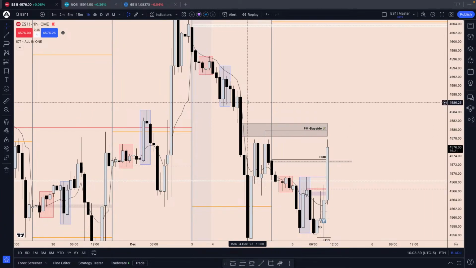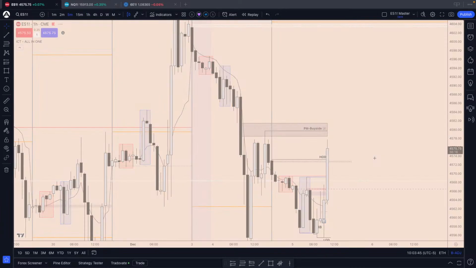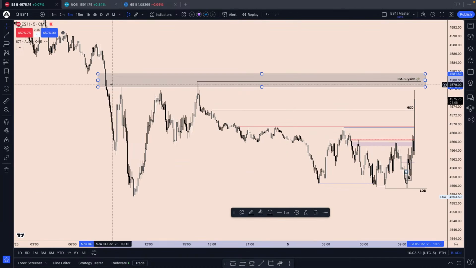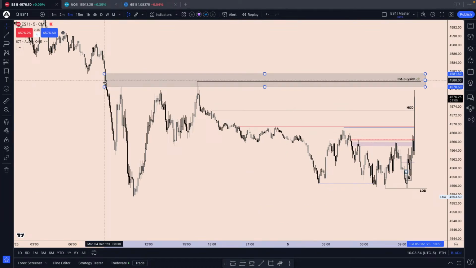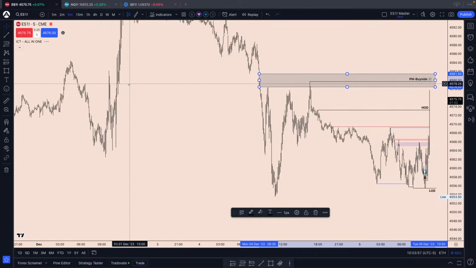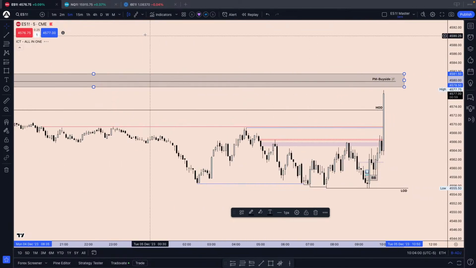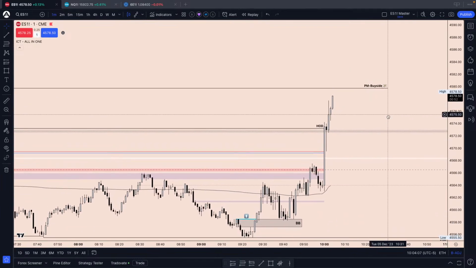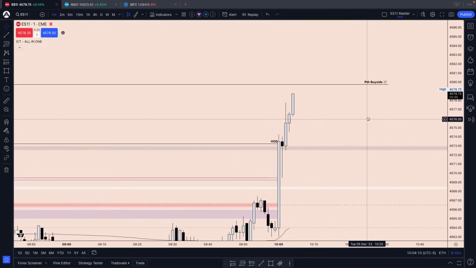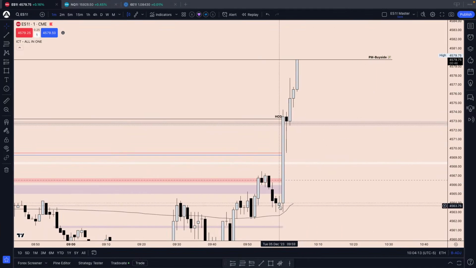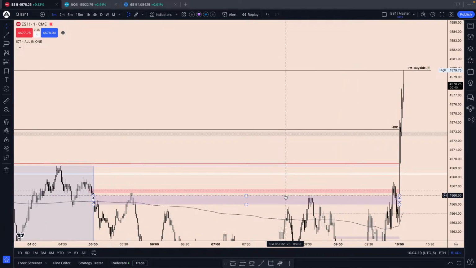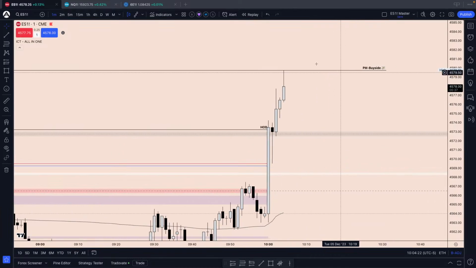But after PM buy side, next real target would be 8 a.m. high from yesterday. Really? Let's just follow it step by step. PM buy side lining up with a 1 hour bearish fair value gap in here. Go back to the 1 minute. So we hit PM buy side to the tick.